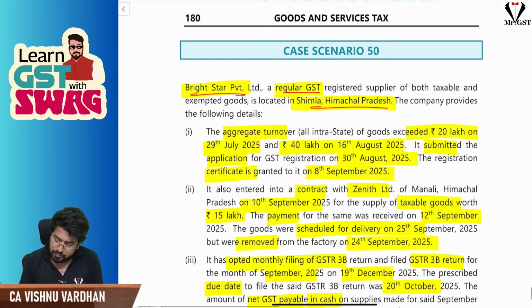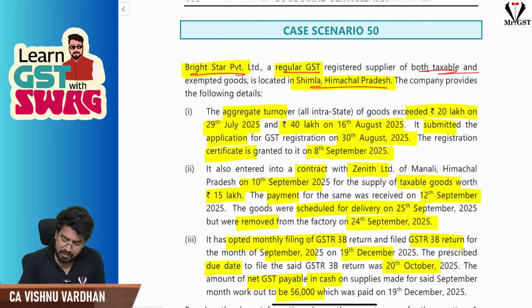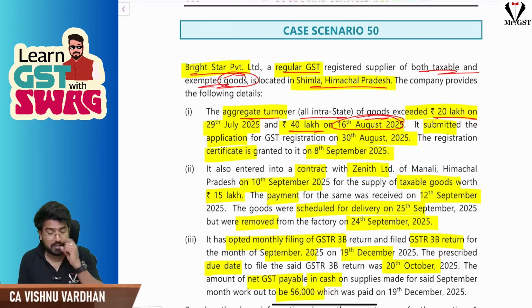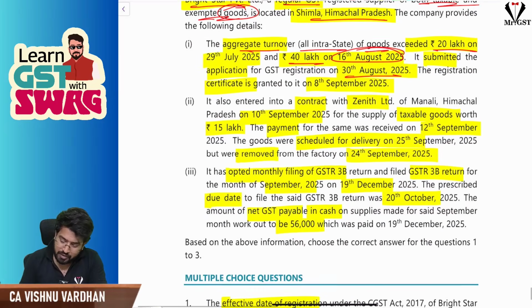And now they are providing following details. They are providing both taxable and exempted goods. Aggregate turnover, all intrastate goods 20 lakhs. Himachal Pradesh threshold limit is 40 lakhs. So 16th August is the liable date and applied on 30th August. So within 30 days they have applied. So date of becoming liable, 16th August will be the effective date of registration. Simple one. Next, they give registration certificate granted, all that blah blah blah.